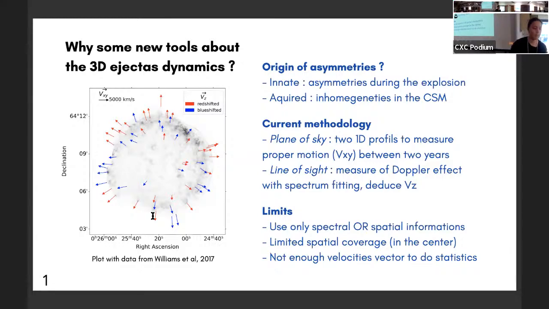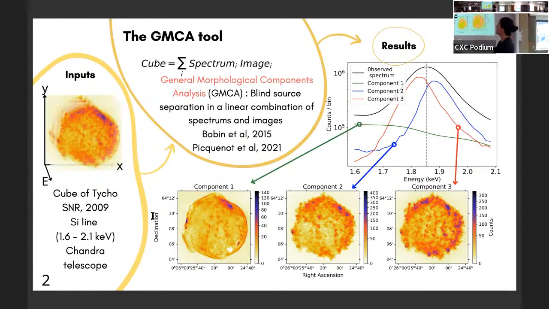And we will begin with the line of sight. For this, we use the GMCA tool. Adrien spoke about this yesterday. So the idea is to decompose the cube, a cube because there are two spatial dimensions and one spectral dimension, with a linear decomposition, and we obtain components with a spectrum and an associated image. It's like a PCA. You can see the spectra as a basis to reproduce the spectrum in each pixel of the supernova remnant. And there is an optimization of the spectromorphological differences between the components. There is no supervision, but we can interpret the result as physical.